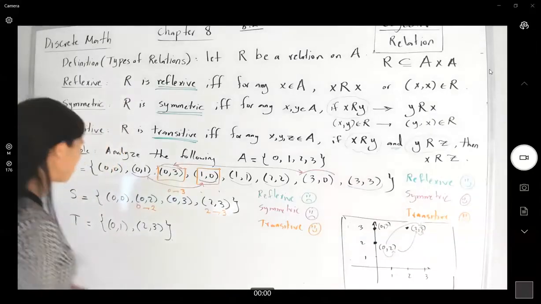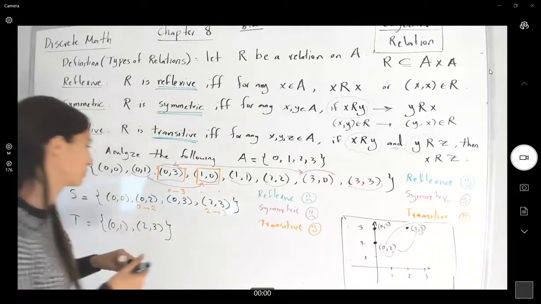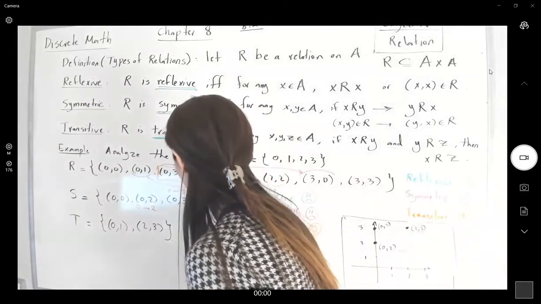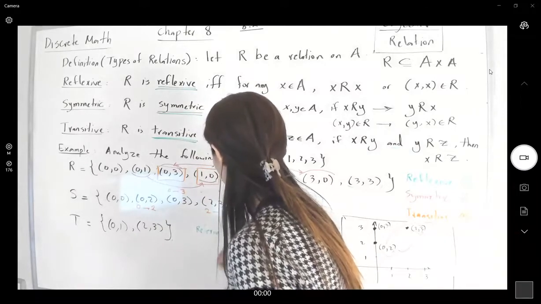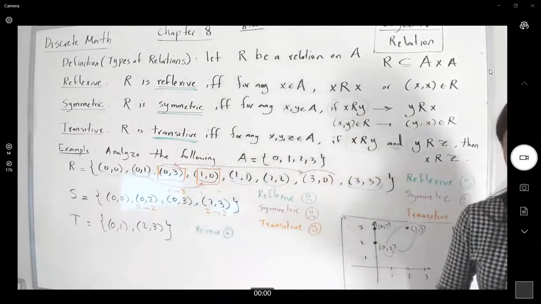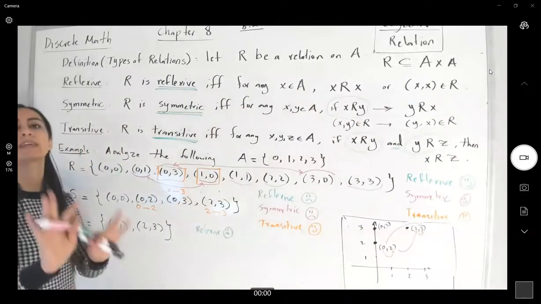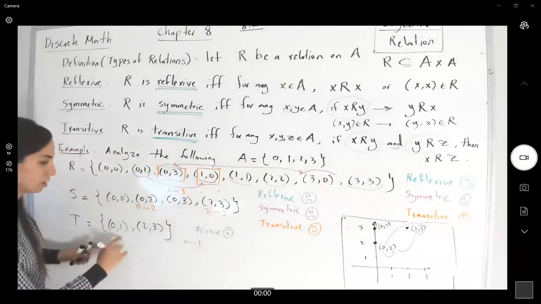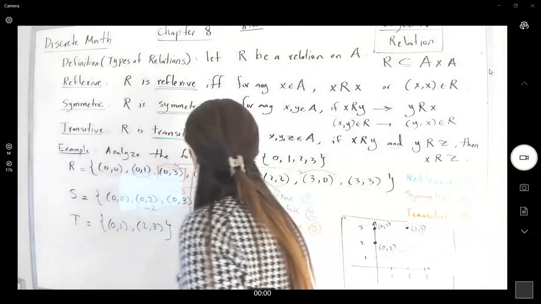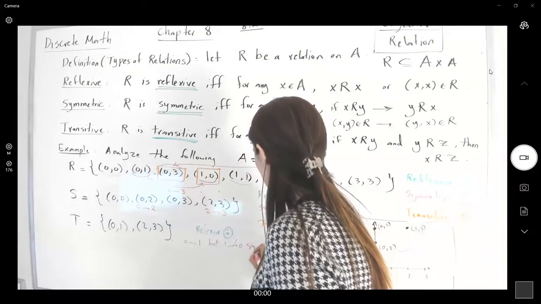Awesome. So, is this guy reflexive? We don't even have (0,0) there. So, nope, it's not reflexive. Is this guy symmetric? Well, I have (0,1), but I don't have (1,0). So 0 is connected to 1, but 1 is not connected to 0. So symmetric? Nope.